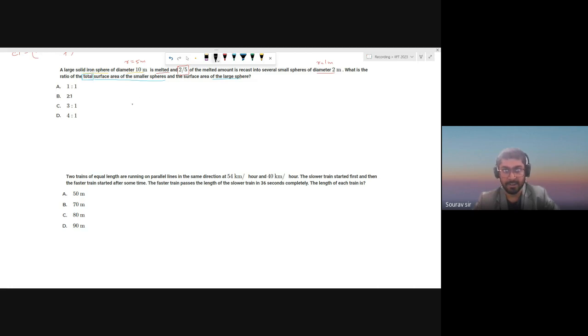Let's check. So what is the volume of the larger sphere melted? It is 2/5 times 4 by 3 pi into radius 5 cube. One of the 5s will cancel out. You'll have 8 by 3 pi into 5 square.